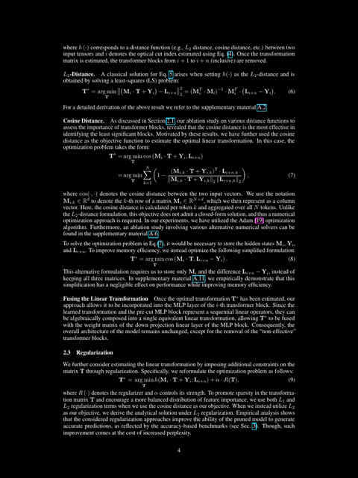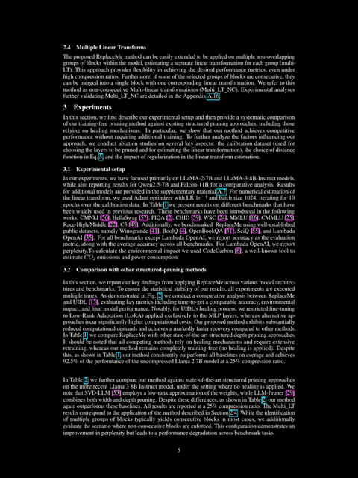2.4 Multiple linear transforms. The proposed ReplaceMe method can be easily extended to be applied on multiple non-overlapping groups of blocks within the model, estimating a separate linear transformation for each group (multi-LT). This approach provides flexibility in achieving the desired performance metrics even under high compression ratios. Furthermore, if some of the selected groups of blocks are consecutive, they can be merged into a single block with one corresponding linear transformation. We refer to this method as consecutive multi-LT, or multi-LT C. Further experimental analysis validating multi-LT C is detailed in the appendix at 16.